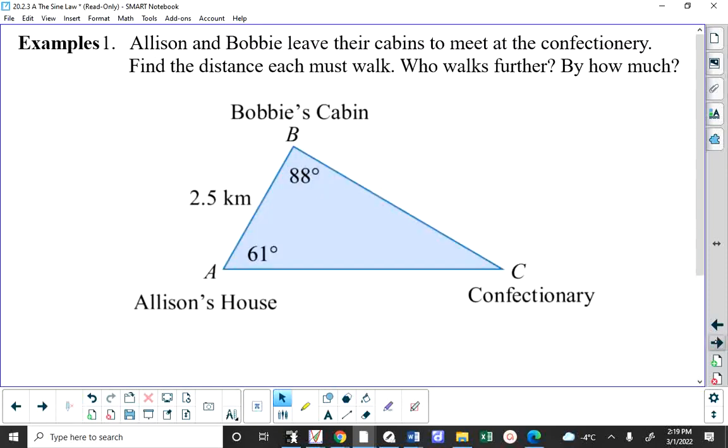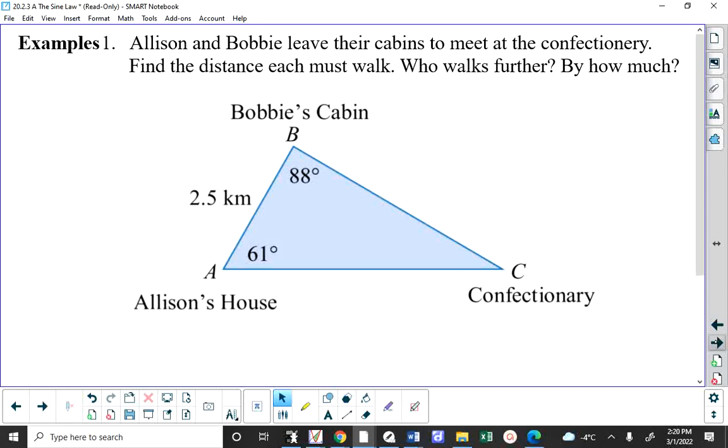So let's dive in. Let's look at a few examples. This is not difficult stuff. You just need to be shown the procedure for doing this. Allison and Bobby leave their cabins to meet at the confectionery. Well, that's convenient. A for Allison, B for Bobby, C for confectionery. Okay. How far must each one walk and who walks further by how much? So Allison's house is 2.5 kilometers away from Bobby's cabin, and those are the angles formed by the lines connecting their houses to each other and their houses or cabins to the confectionery.